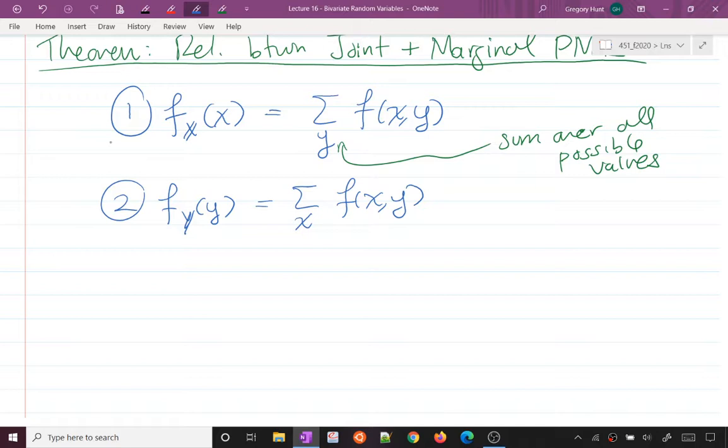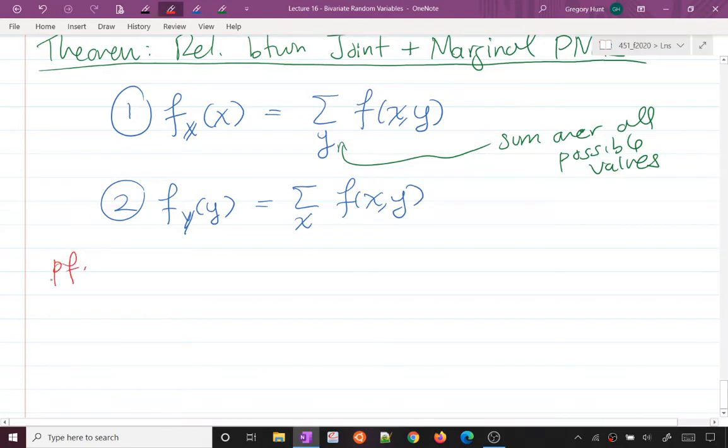Now, it's a bit harder generally to go the other direction. If I know both the marginals, sometimes I can get back the joint, sometimes not. But certainly if I know the joint, I can sum out one of the variables and I get the marginal for the other.